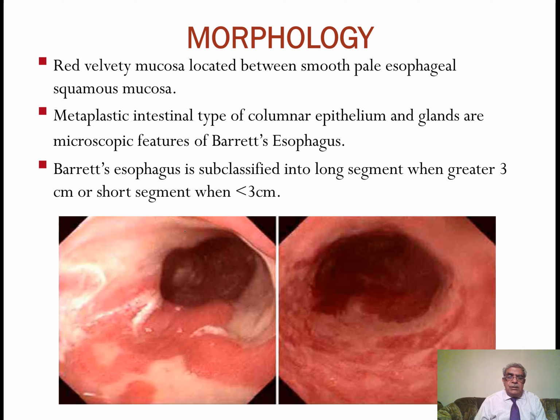Now look at that. This red velvety mucosa shows Barrett's esophagus, and this is the normal, smooth, pale, squamous mucosa of the esophagus.